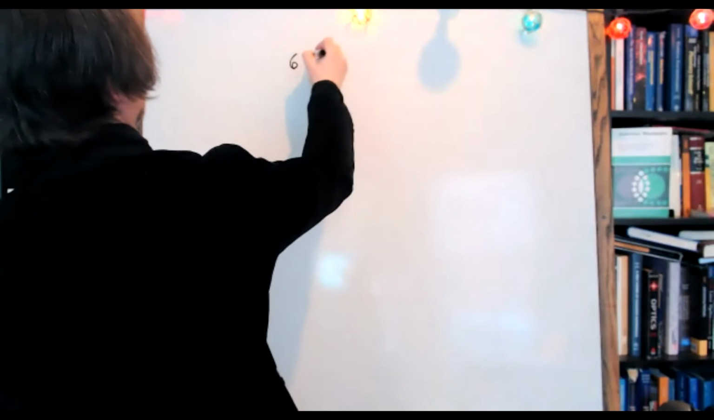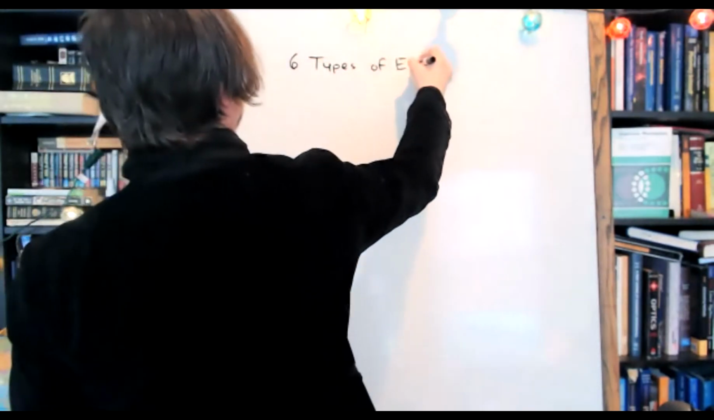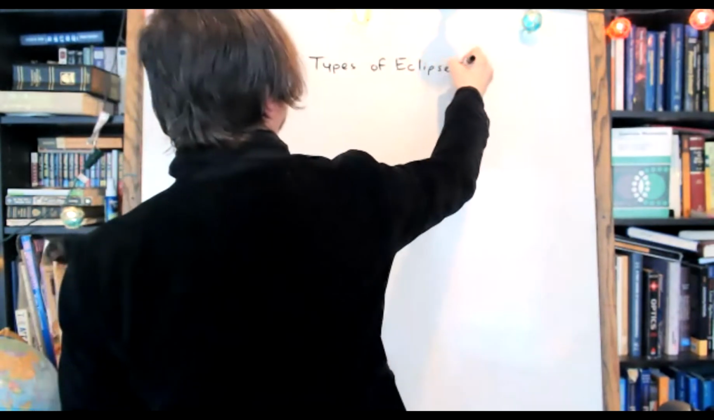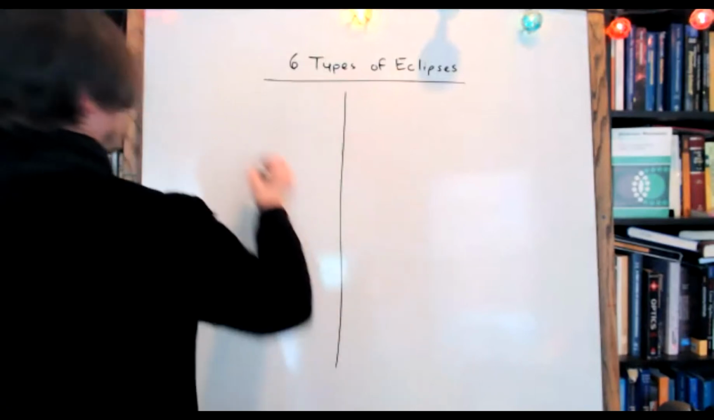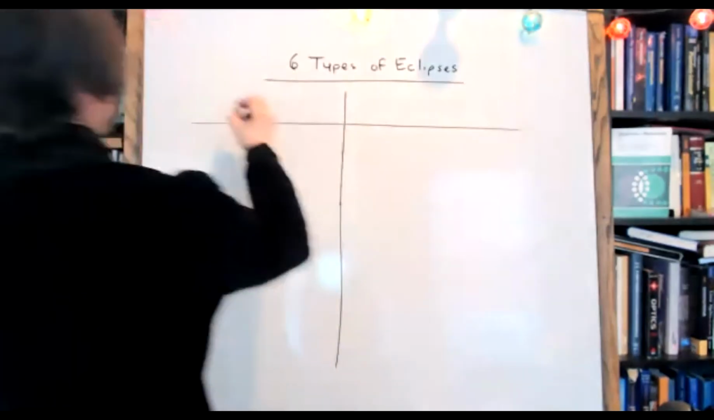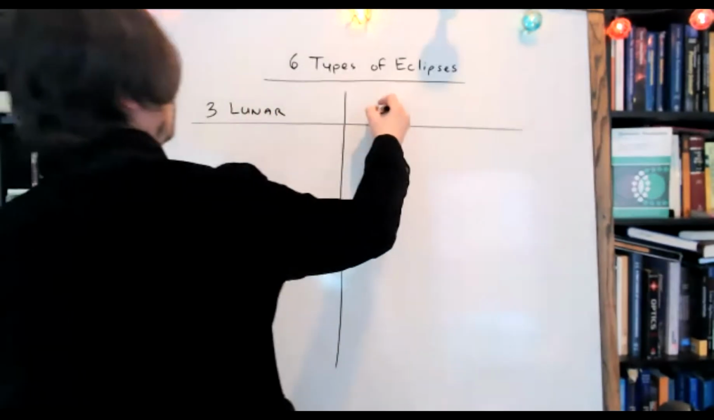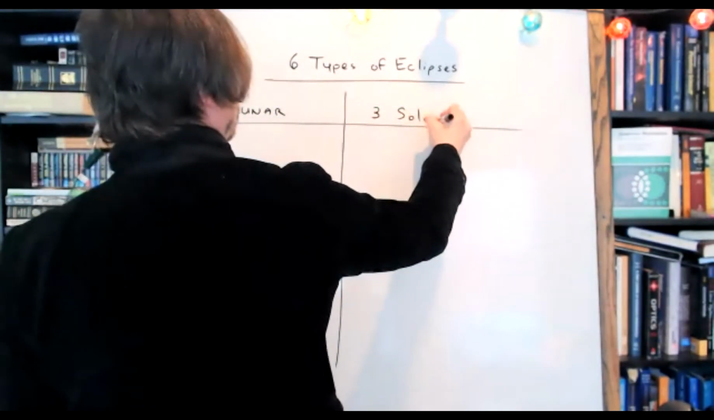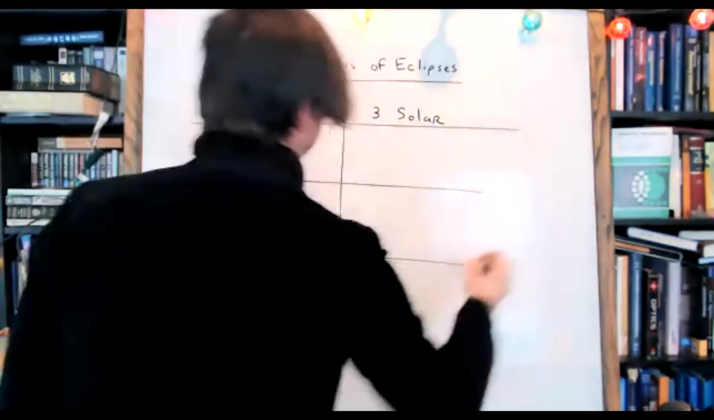There are 6 types of eclipses, more or less. 3 lunar eclipses and 3 solar eclipses. Let's make a little table here.